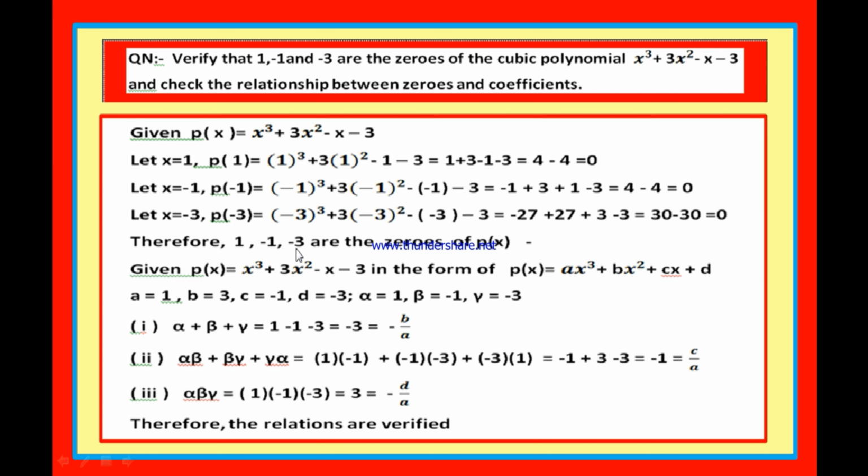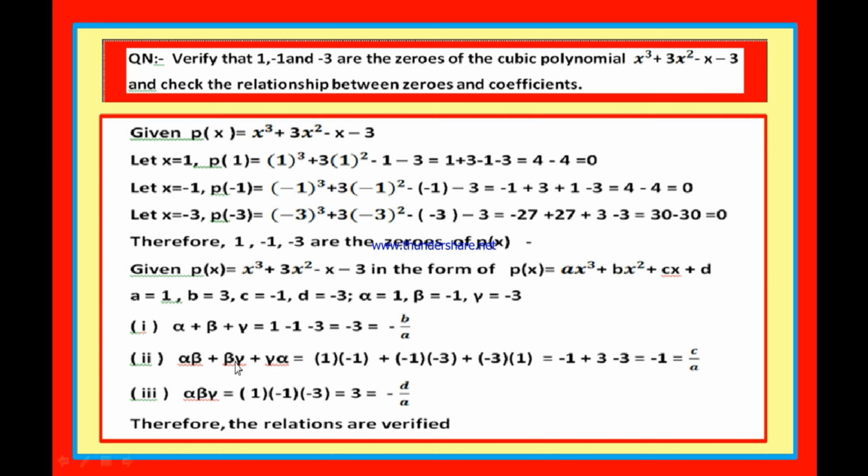Now we have the 3 zeros. Alpha is equal to 1, beta is equal to minus 1 and gamma is equal to minus 3. Alpha, beta, gamma are the 3 zeros of the polynomial. Now let us add these 3 zeros. Alpha plus beta plus gamma is 1 minus 1 minus 3. 1 minus 1 is 0 and 0 minus 3 is minus 3. This minus 3 is nothing but minus b by a. Minus 3 by 1 is also minus 3. Therefore alpha plus beta plus gamma is equal to minus b by a.